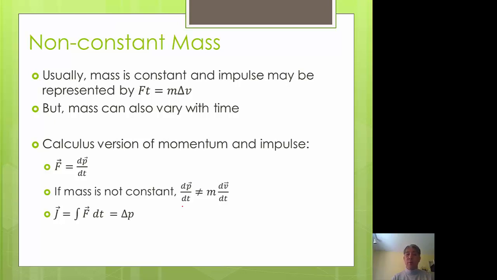Well, momentum has two components, mass and velocity. Normally it's the mass that stays constant and velocity is a function of time. However, it could be the other way around. My mass could be a function of time and my velocity stays constant.